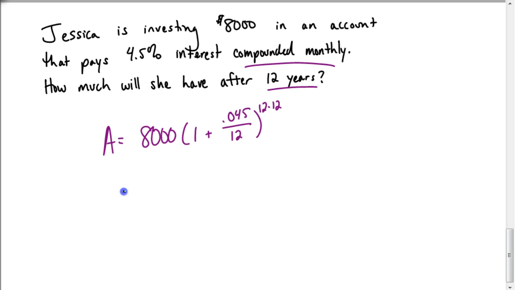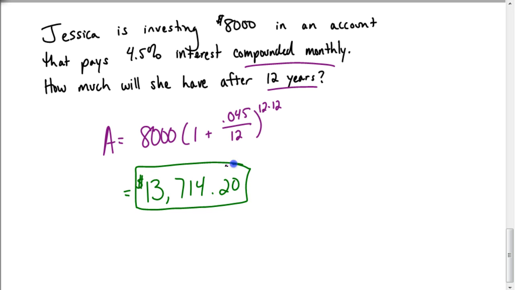And when you do that on your calculator, you should have gotten an amount of $13,714.20. That should have been your answer.